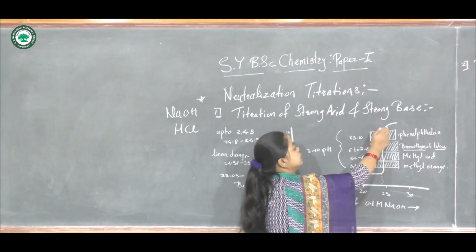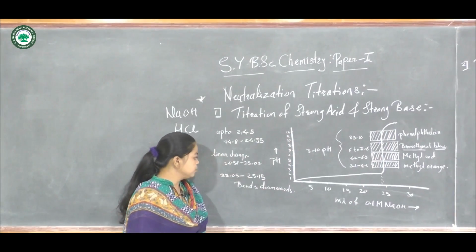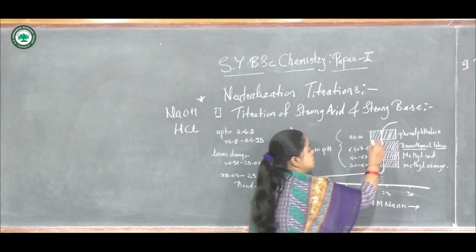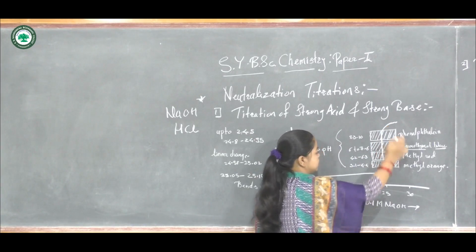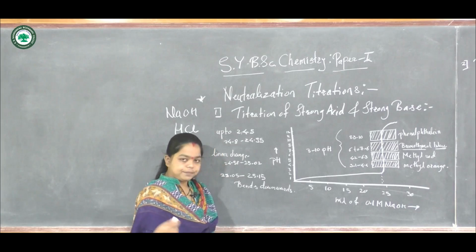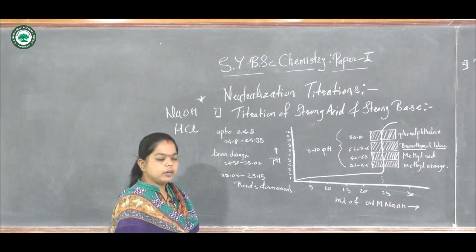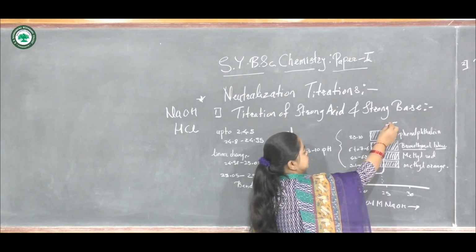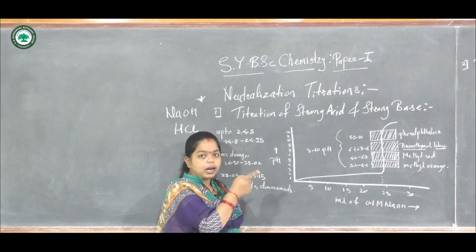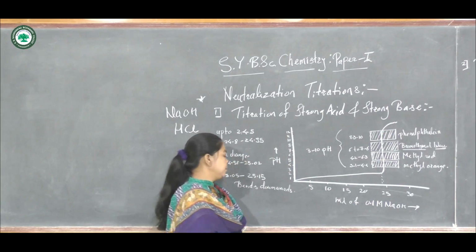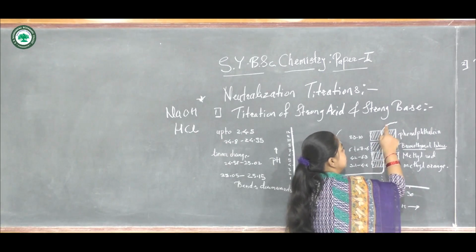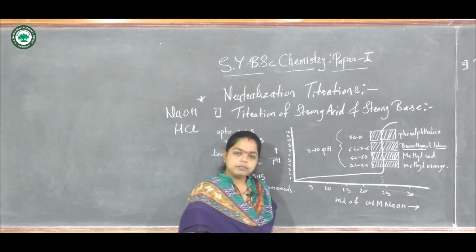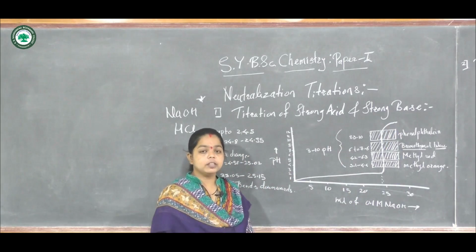Now after that, what happens? From 24.95 to 25.2, there is a linear change observed in this titration, and after that, at a very small value, nearly 25.05 or 25.15, there is a slight bend in the curve. It bends downwards, this one. So up to this value there is change in the pH observed.